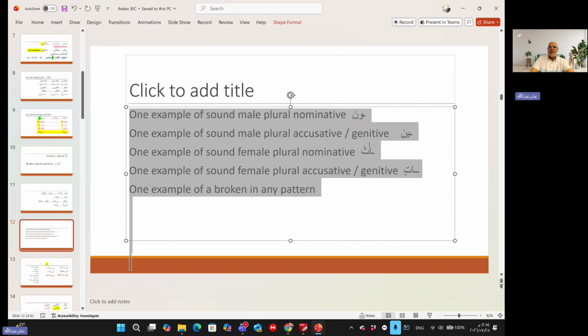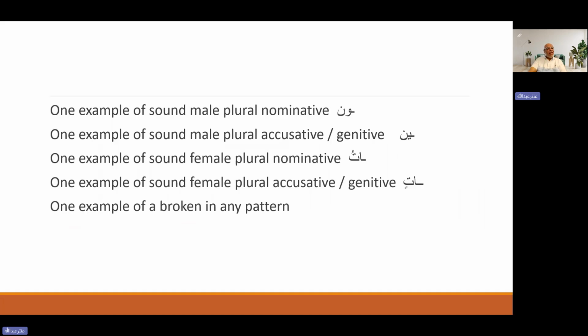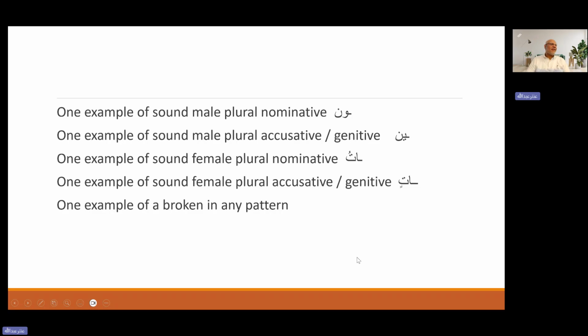So these are five things you need to get, inshallah. All of them from the Quran, from the ayat. So one thing that has got mu'minun or muslimun, one thing that has got mu'minin or muslimin, one thing that has got muslimatu or muslimati, and any broken plural in any pattern, but not from the examples that we covered today. So do not repeat the same ayat that I did to you today.